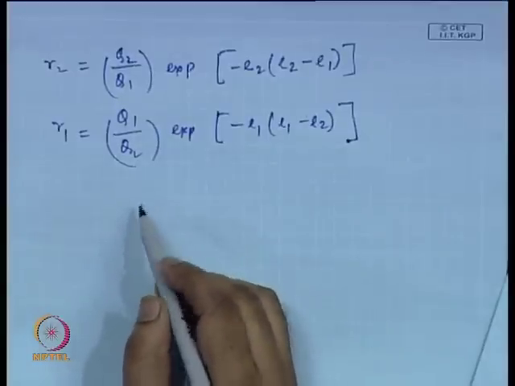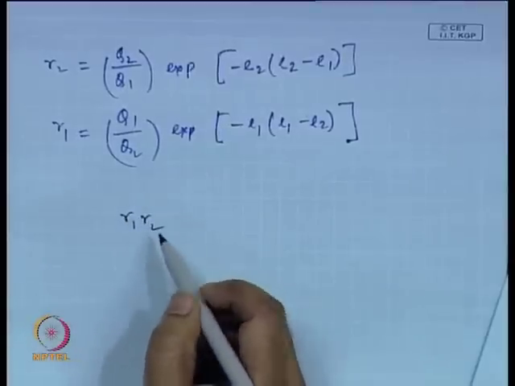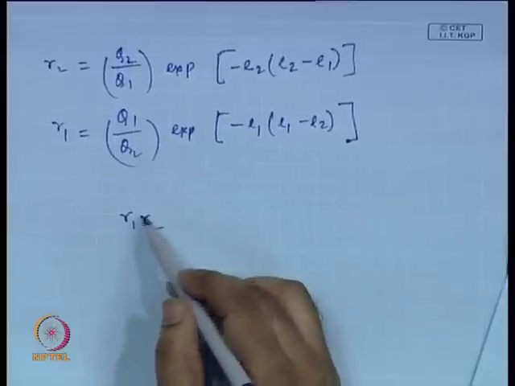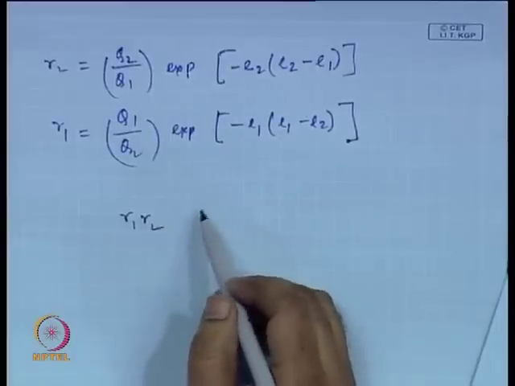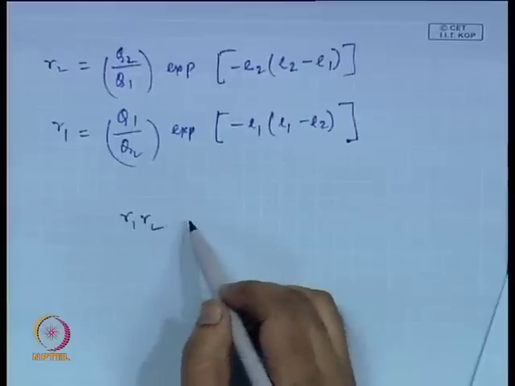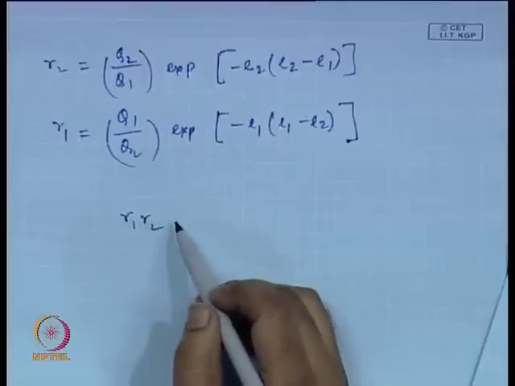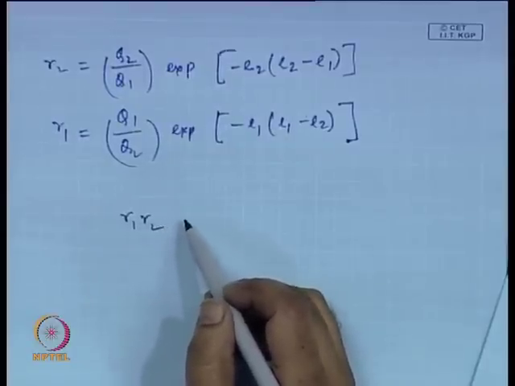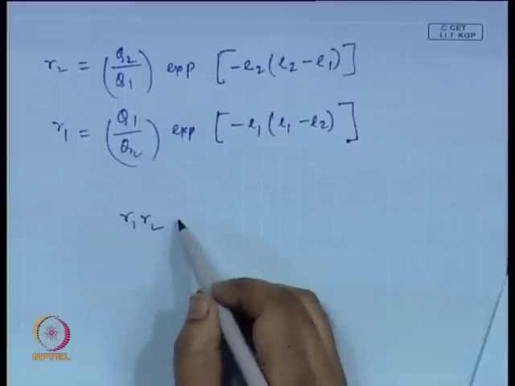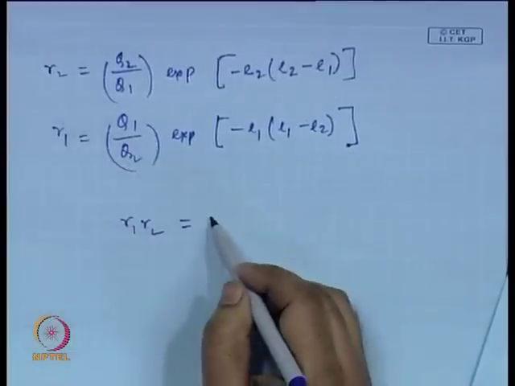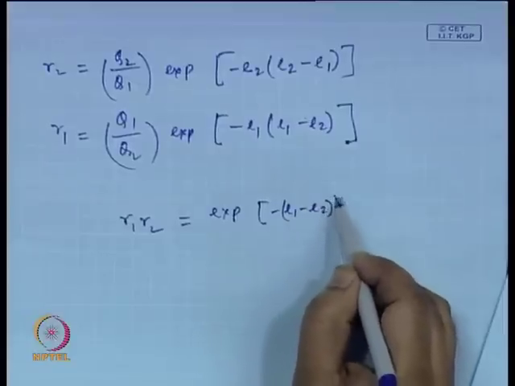Now, if we multiply these two, we get this value for R1R2, which, as we have seen earlier, is a measure of alternating tendency. If it is close to 0, then the monomers will produce an alternating microstructure. If they are close to 1, then the two monomers will produce a random copolymer, and if both are equal to 1, then obviously R1R2 will be equal to 1, and that will be exactly a random copolymer. So, R1R2, if we multiply these two, will be given by exponential minus (E1 minus E2) square.